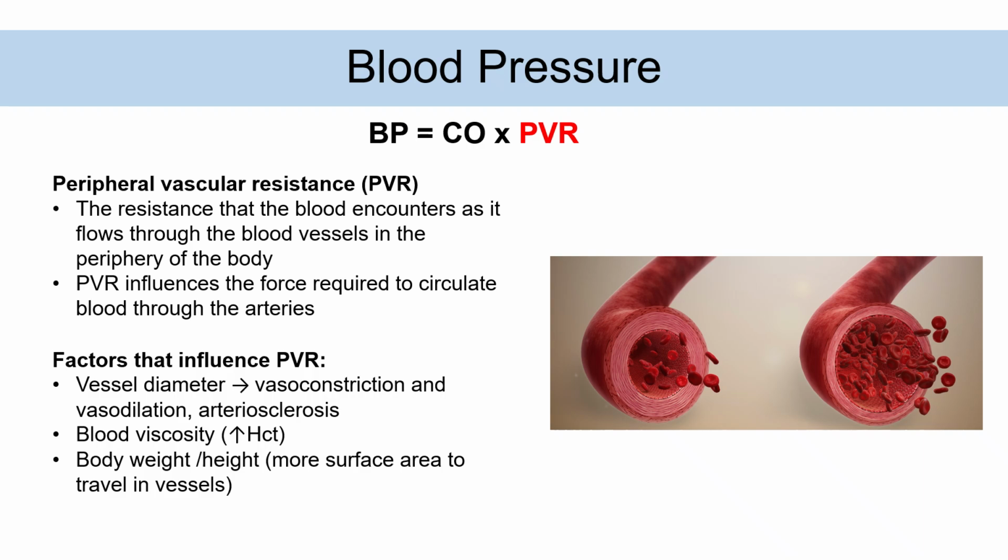So factors that can influence PVR, remember PVR, peripheral vascular resistance, is going to be vessel diameter. So is it constricted? Is it dilated? Does the patient have atherosclerosis or plaque that's making the vessels very narrowed? Blood viscosity. So if your blood is very concentrated and thick, like if you're very, very dehydrated, then that's going to give you a lot of resistance in those vessels with the blood trying to move through it. Body weight and body height. So if you have more surface area to travel, that's also going to cause more peripheral vascular resistance.